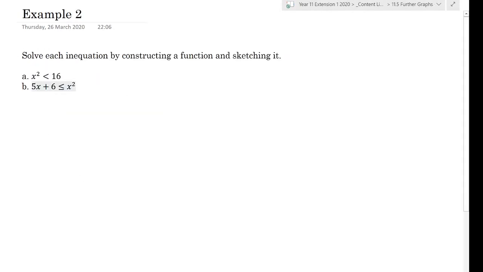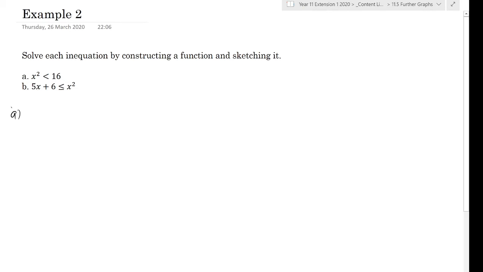Okay, example number 2. We're going to solve each inequation by constructing a function and sketching it. So we're actually going to make a function. We're going to sketch some, as you can see, x squared terms, so it's probably going to be parabolas. So when we're doing this, move everything to the left-hand side, and then divide everything through by the coefficient of x squared.